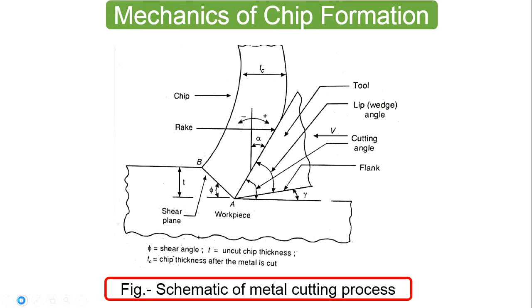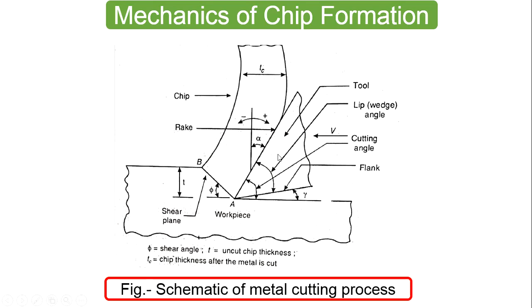Then we'll see the mechanics of chip formation, how the chip is produced in the workpiece. So this is the cutting tool, the workpiece, and when there is a contact between the tool and the workpiece, the chip is produced. So this is the chip. A wedge shaped tool. So this is a wedge shaped tool. It is made to move relative to the workpiece.